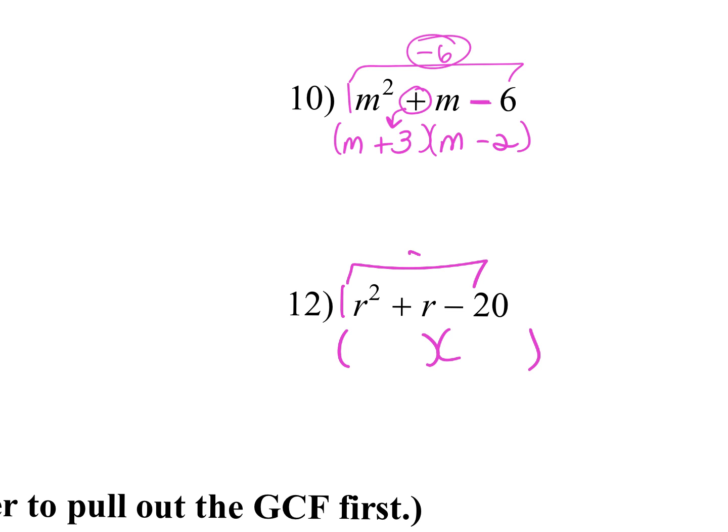1 times negative 20. Factors of negative 20 that multiply to give me negative 20, add to give me 1. What kind of 5, what kind of 4? Negative 4, positive 5. Good. Because the last sign is negative, that means the plus sign goes with the bigger factor. Very good.